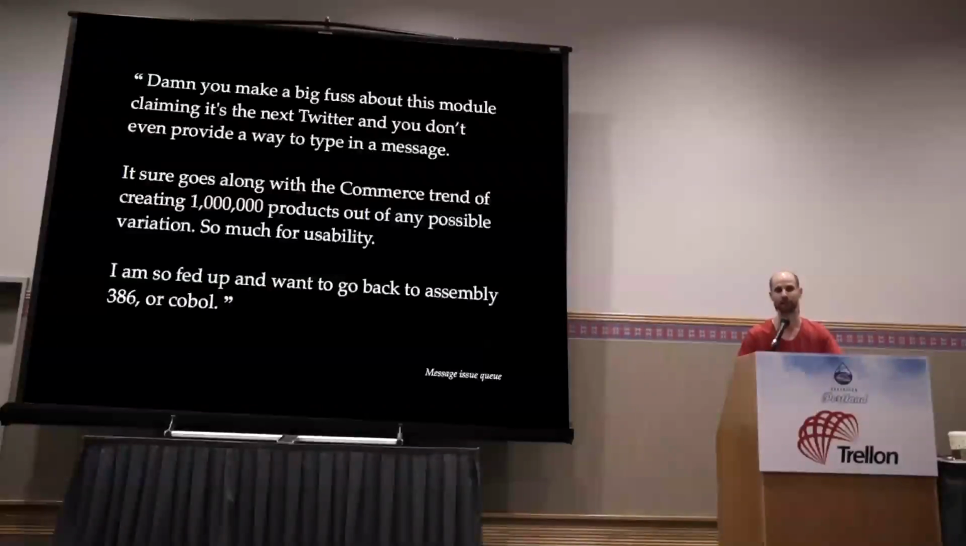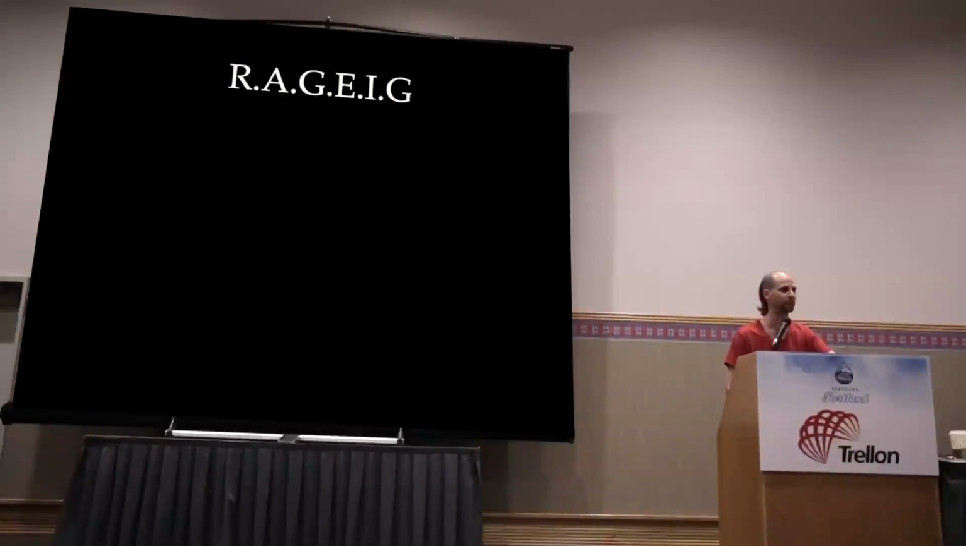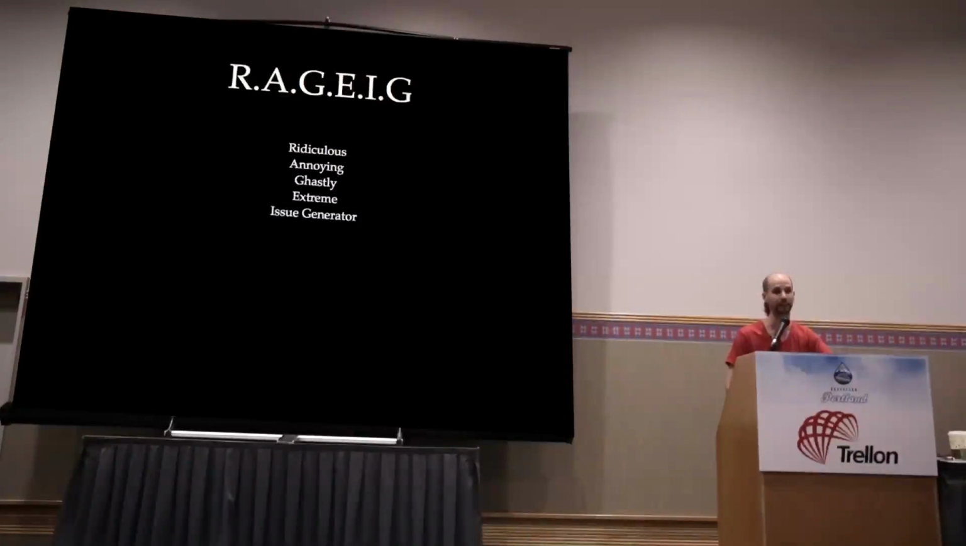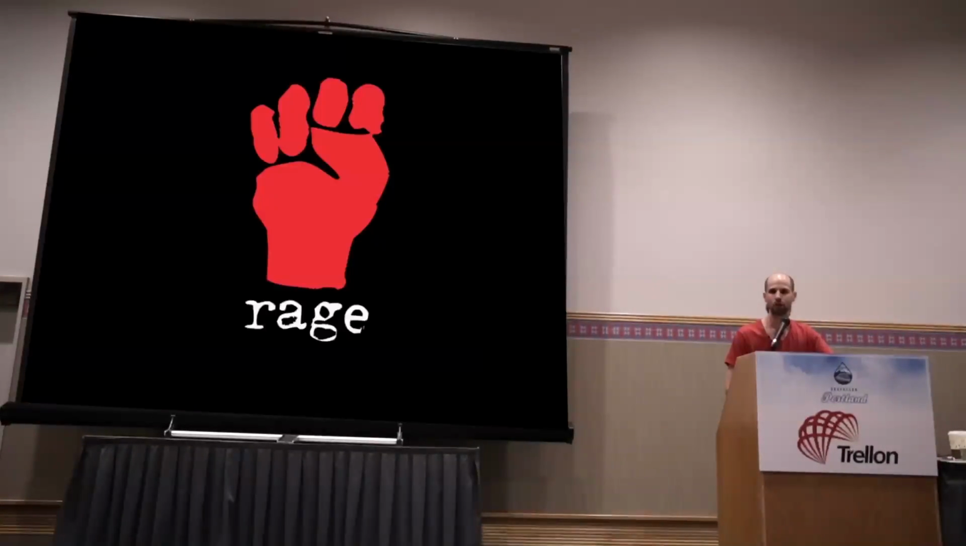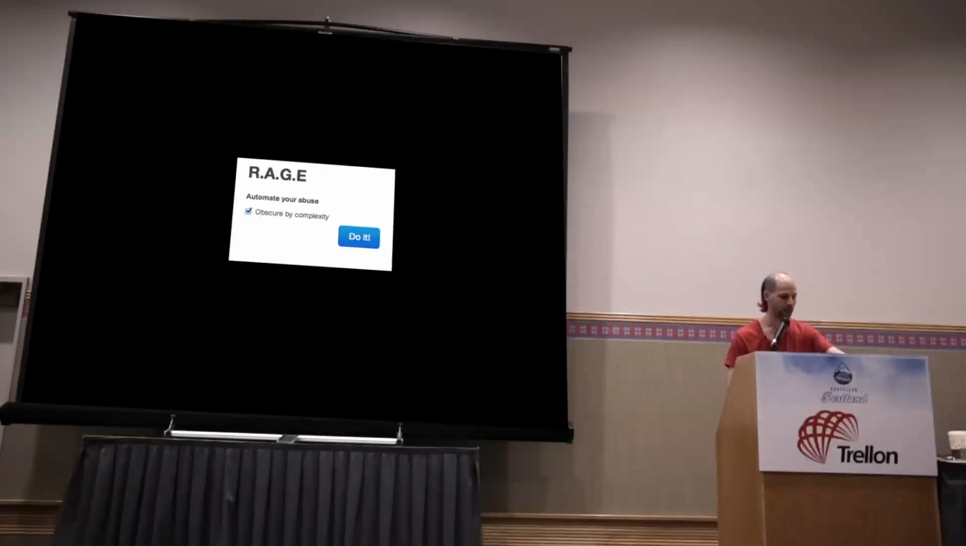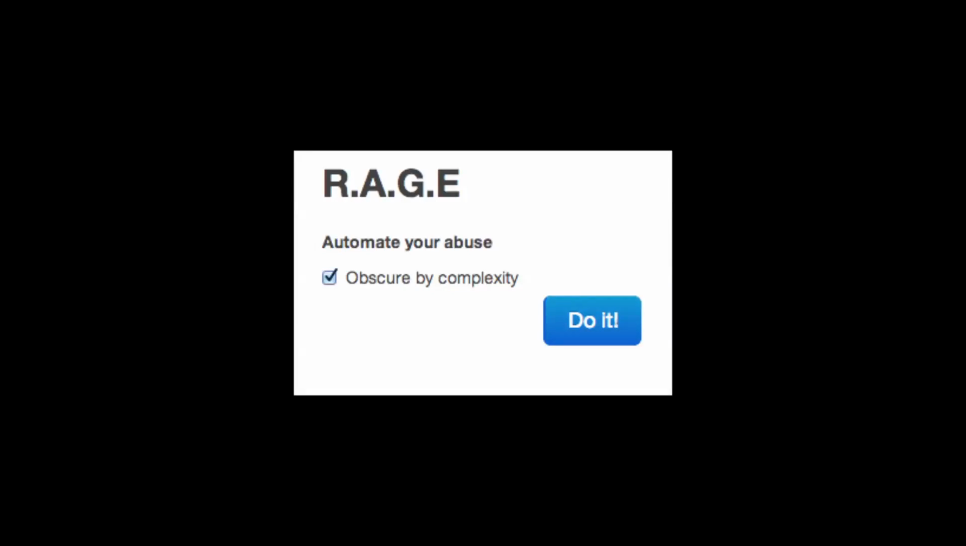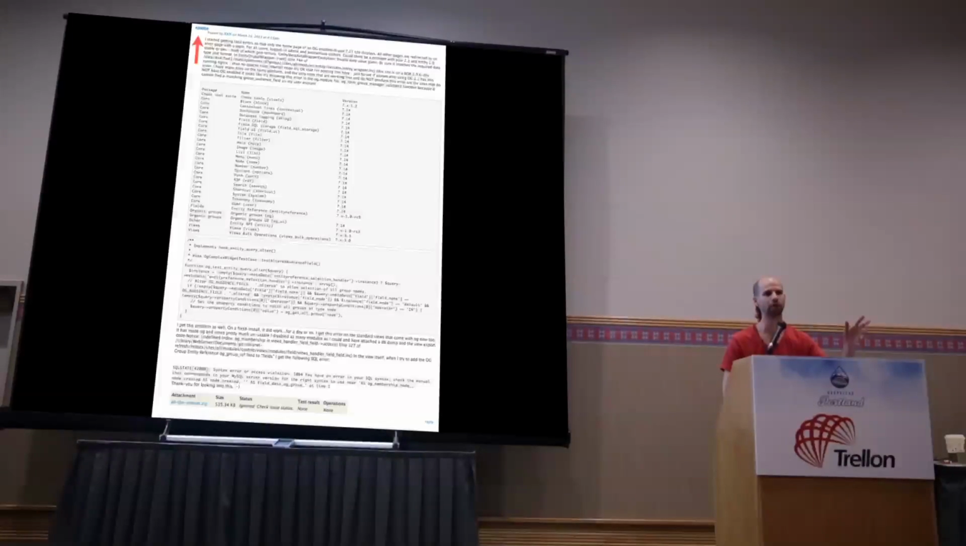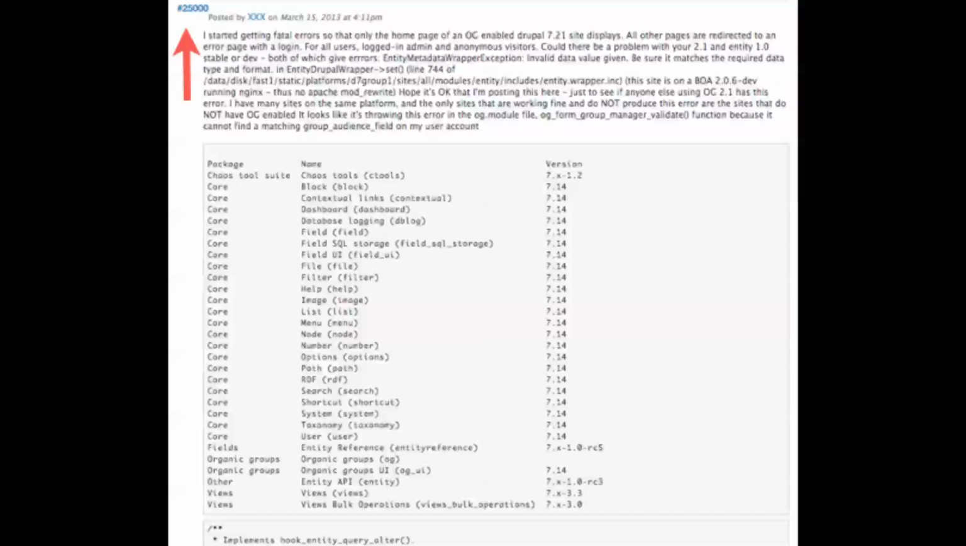And I've invented and actually developed the RAG EAG, commonly known as the ridiculously annoying issue generator, or in short, RAGE. So the idea of RAGE is that it automates your issue submission. So in the first version, I actually had one checkbox, obscure bug complexity. And when you submit it, it basically finds an issue that already has tons of comments and adds another comment. And it makes sure to add a lot of low quality information there.